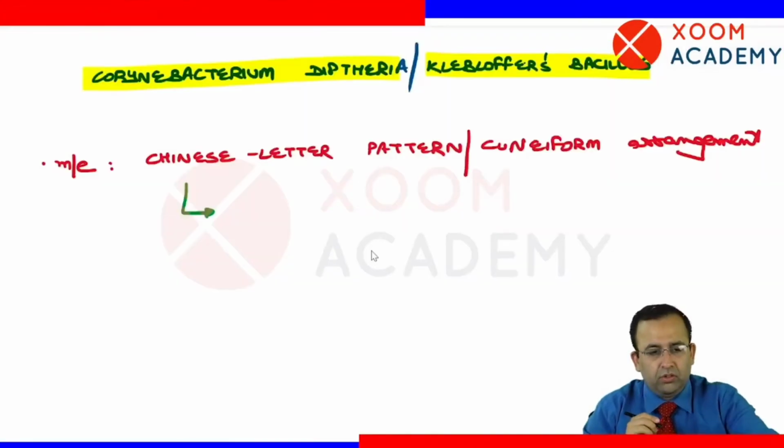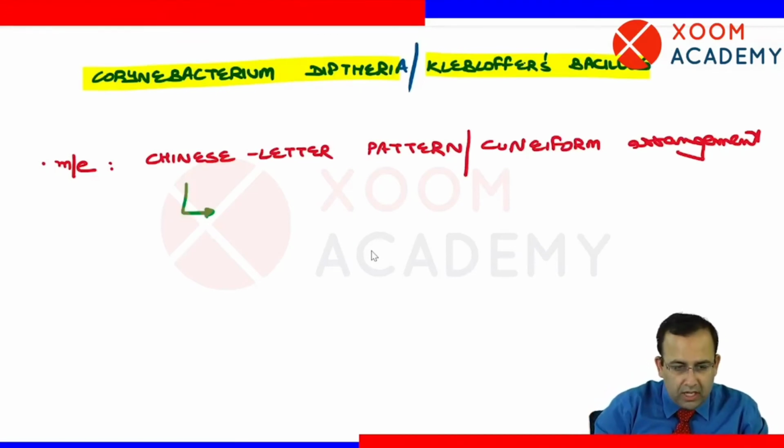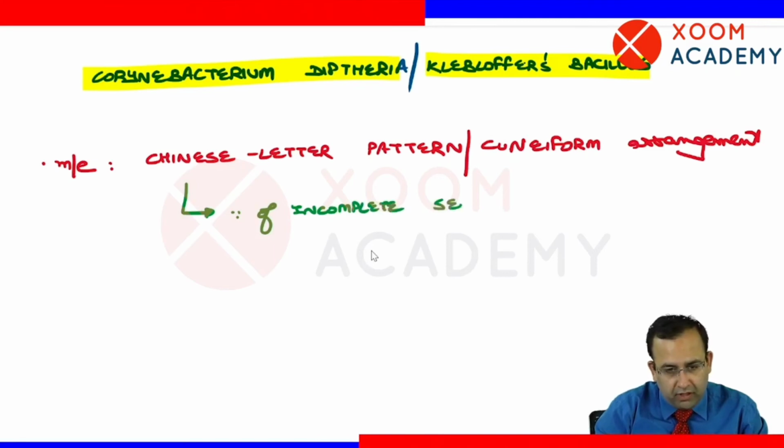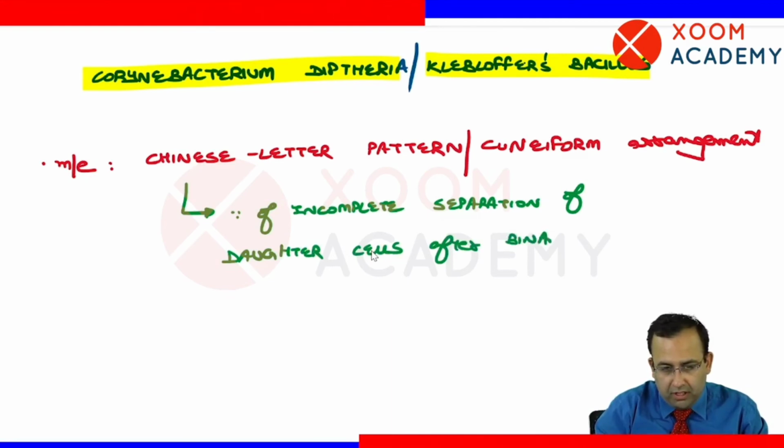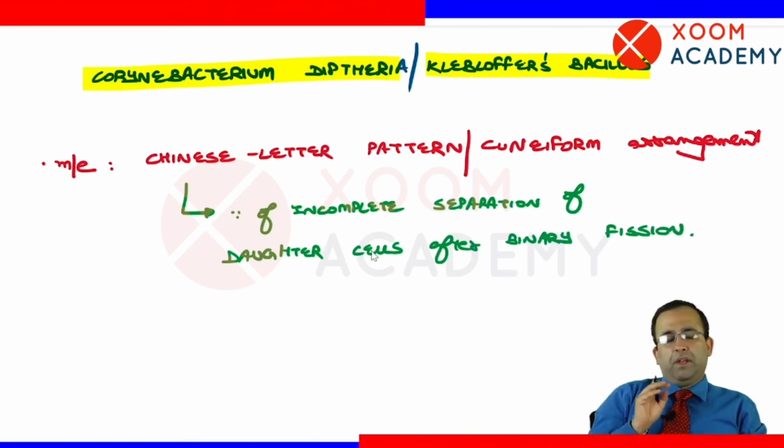Next point. The Chinese letter appearance is occurring because of incomplete separation of daughter cells after binary fission, in turn giving it the Chinese letter appearance. First main point.